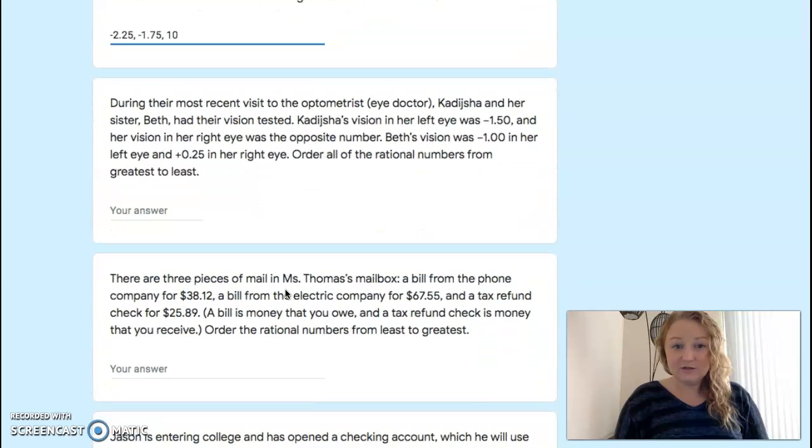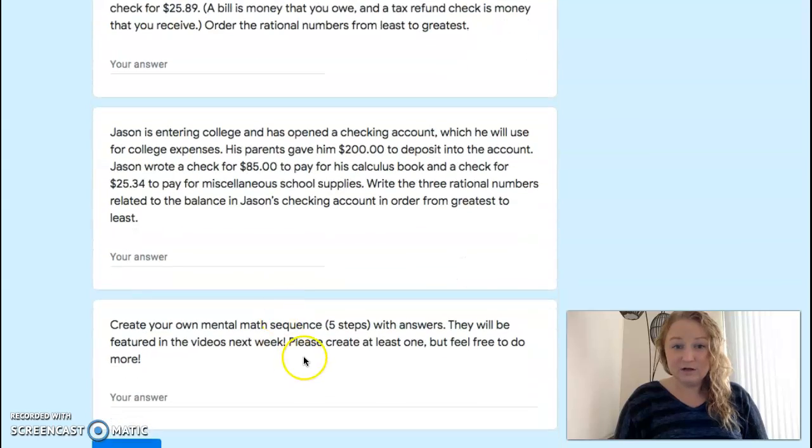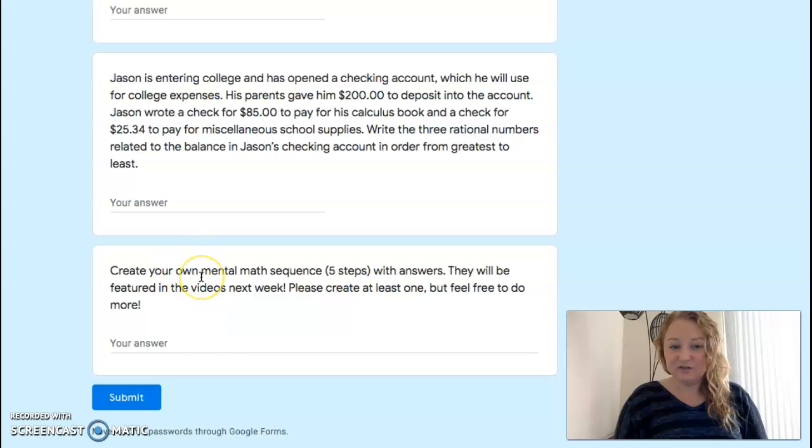You're going to answer 2, 3, 4, and then the 5th question is creating your own mental math sequence. Try to do it with 5 steps. Okay, so start with 5, double it, increase by 20, reduce by 40, and multiply it times 2. Those could be your 5 steps. And then make sure that you include your answer so I can double check it. And remember, the goal is for mental math here.